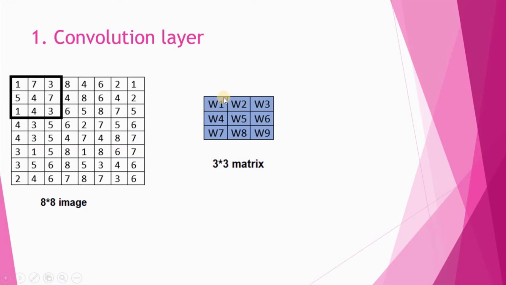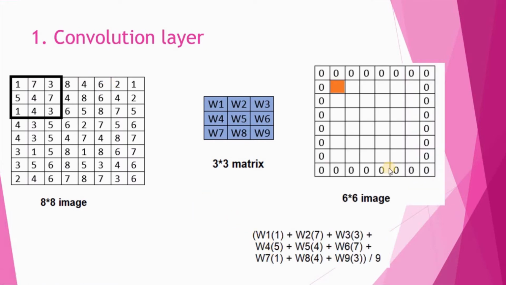Like first it maps to this shaded region. It performs a dot product. You can see here, W1 multiplied by 1 plus W2 multiplied by 7 plus W3 multiplied by 3, like this. And it calculates the average by dividing the result by 9, because we have weights from W1 to W9, and it updates the value in the middle region. You can see here this middle region. So in this shaded region it will update the value in this middle region. And guys, we don't have values over the border side, so we put 0 over all the border side.